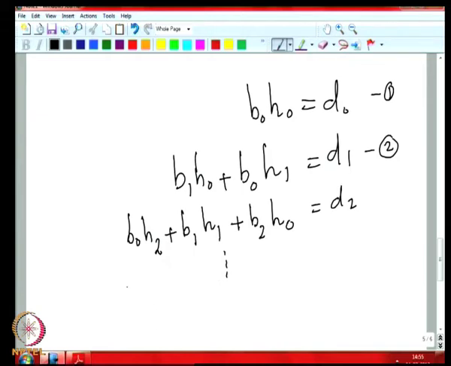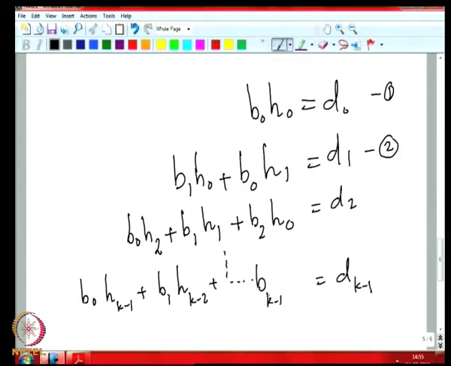And so you can write for dk minus 1, that is the coefficient of x raised to k minus 1, as b0 into h k minus 1 plus b1 into h k minus 2 plus like that, when we say b k minus 1 into h0, this will be true. So this is the k minus 1th equation. So there are so many equations.